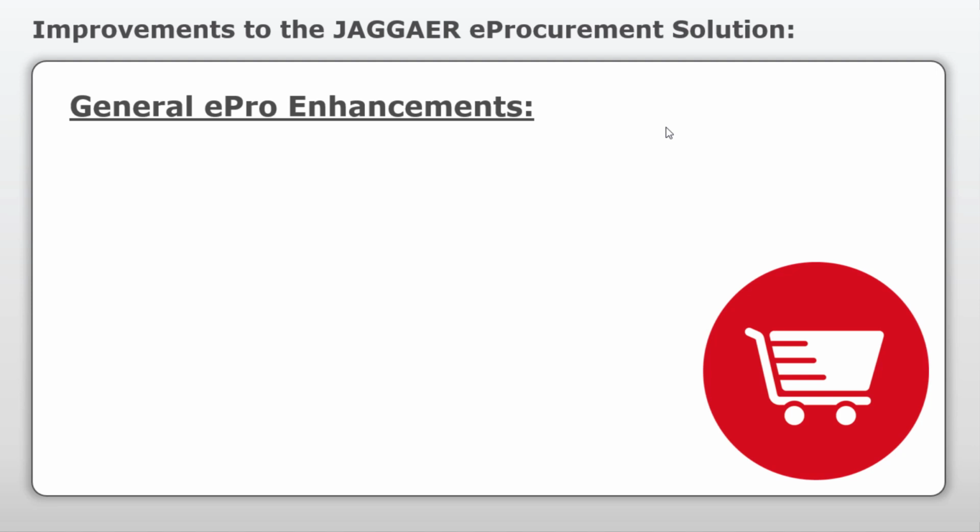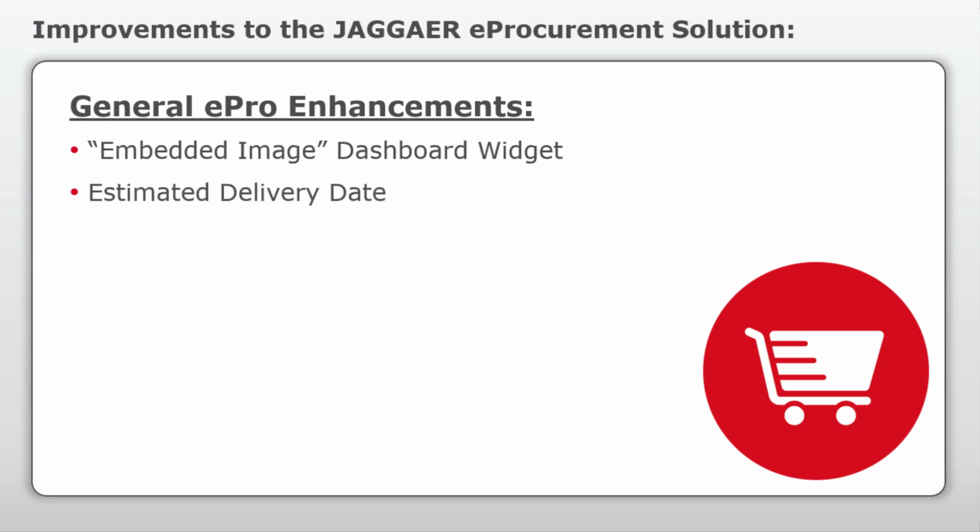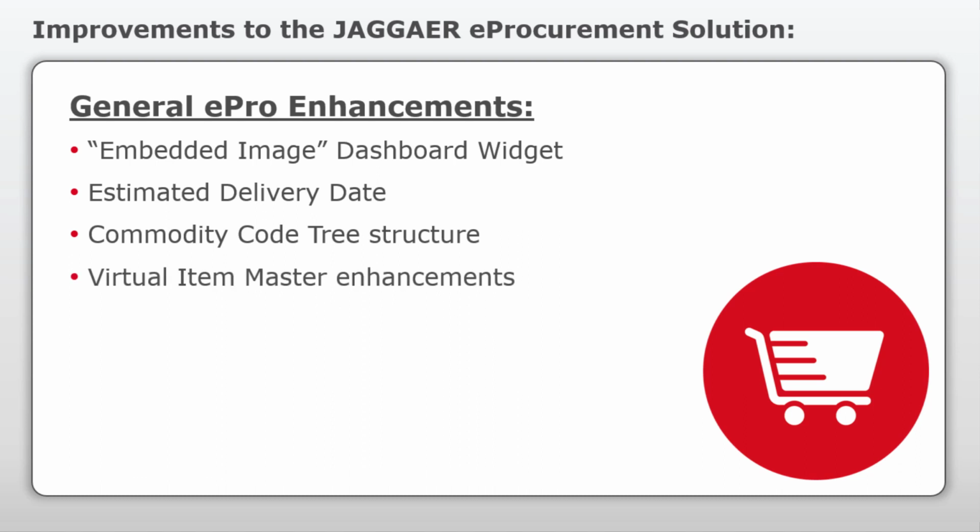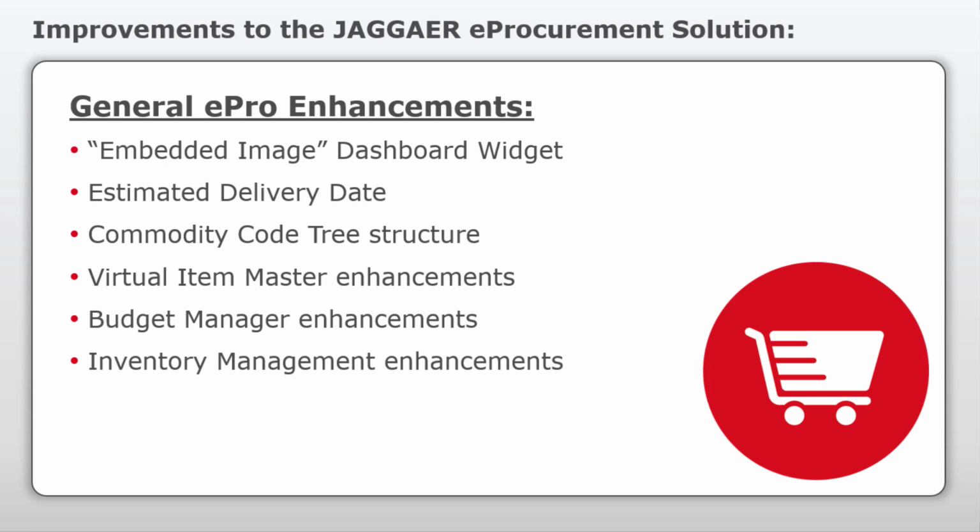Now let's talk about enhancements to the e-procurement solution in 20.1. We'll tell you about a new type of dashboard widget that can really make your site more engaging, and then we'll discuss some new estimated delivery date functionality, and the ability to have a commodity code tree structure. Then we'll discuss some enhancements to Virtual Item Master, to Budget Manager, and Inventory Management.